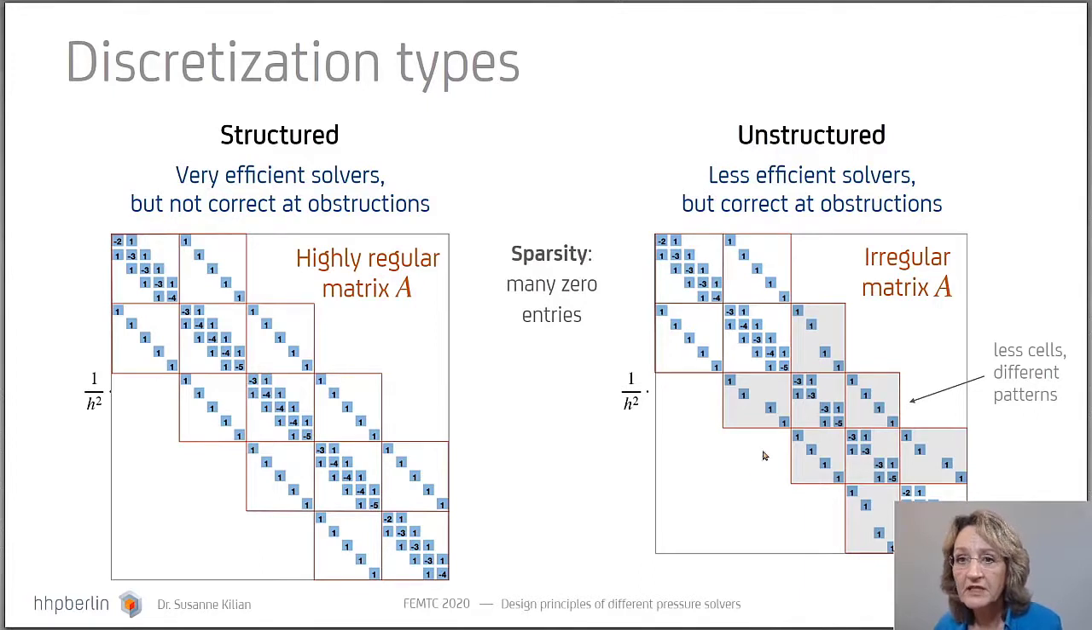In the unstructured case, the blocks look all different depending on the number of cells which are included in them. And this especially holds true if you have a more realistic geometry with much more internal obstructions. Now you get an irregular matrix. And for these types of matrices, you cannot use these highly tuned solvers, but you have to use much more robust solvers, which are usually not that fast.